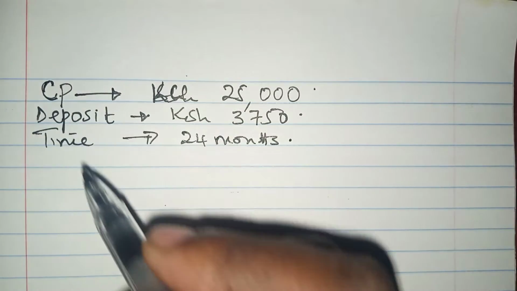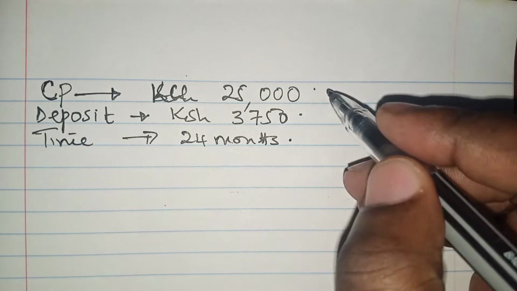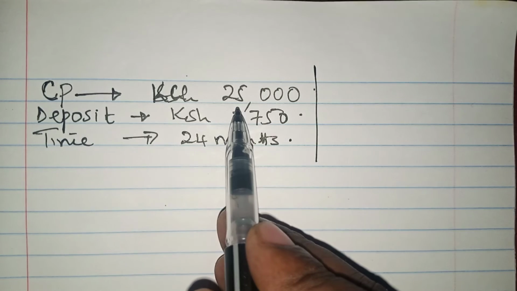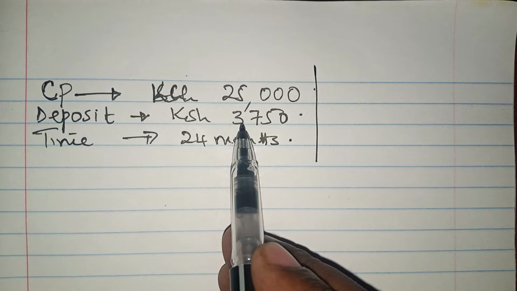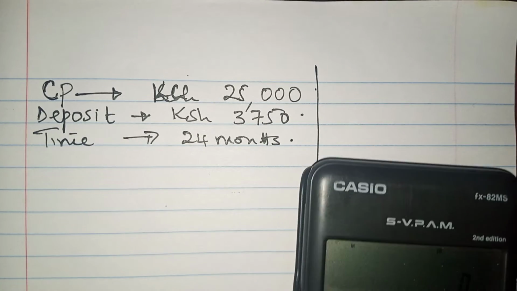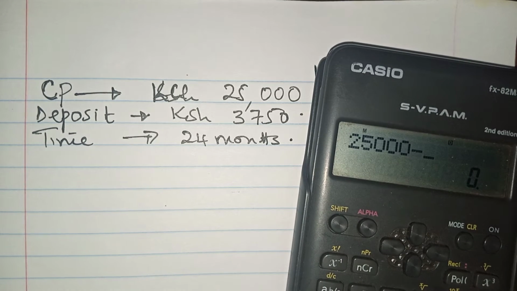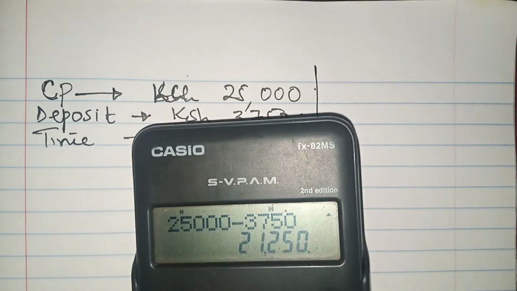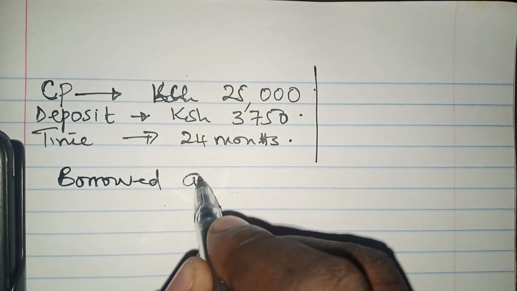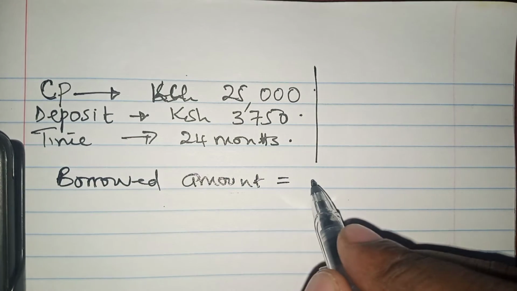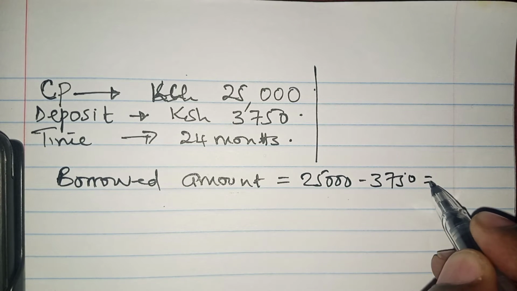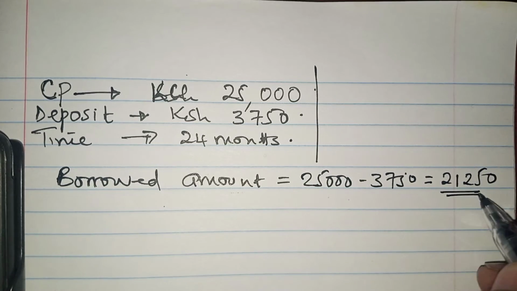40% per annum. There are several things we have to understand here. The cash price of a TV is 25,000 and that he paid 3,750 is the amount of money that he went home with, or rather he borrowed. The difference, 25,000 minus 3,750. So what acted as debt? This is the borrowed amount, which is 25,000 minus 3,750, which is 21,250. This is the amount of money he borrowed.